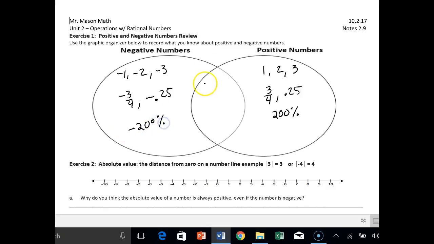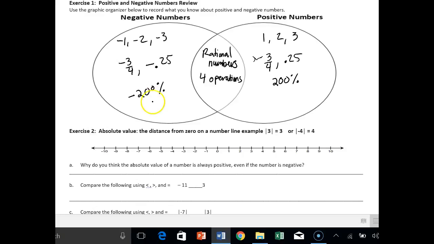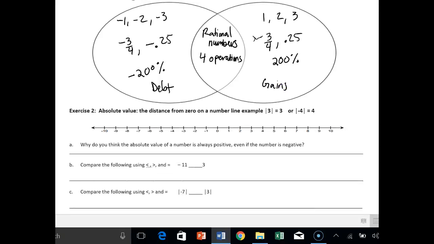Now, what do they both have in common? They're both rational numbers, as in they can be written as whole numbers, fractions, decimals, and percents. And we can do all four operations with them. So we can multiply, add, subtract, divide them. And that's about it. If you have anything else, go ahead and throw it into those negative, positive boxes. So for negative, for instance, we're talking about debt. We're talking about gains for positive, right? You could throw in other keywords if you want as well.